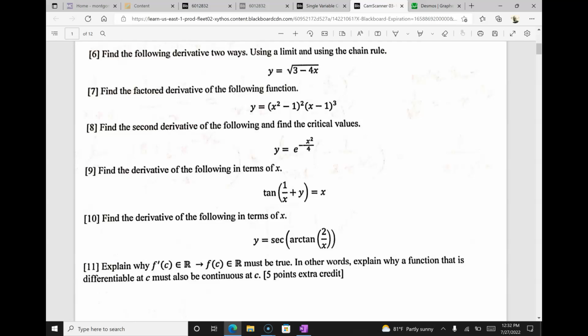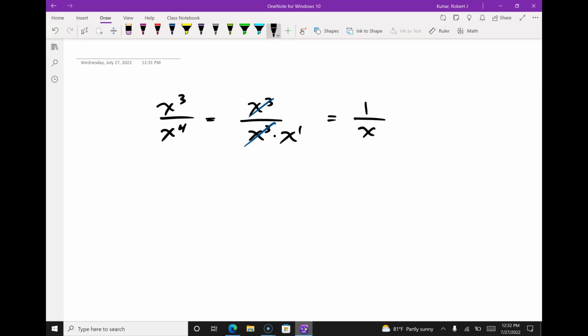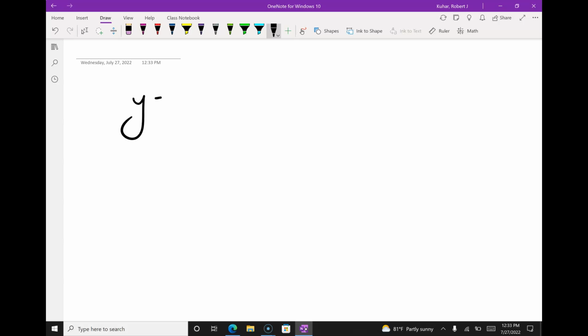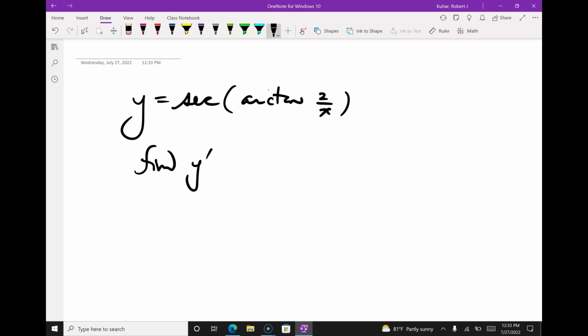The secant of the arctan of 2. We did this. Wait, we did this one yesterday. Oh, we did it slightly different, right? Secant of the arctan of 2 over x. I'm going to write it here. So we want to find y prime, right? In terms of x.